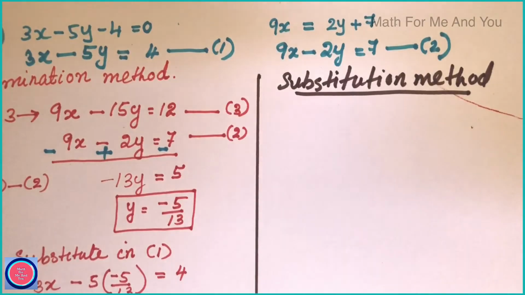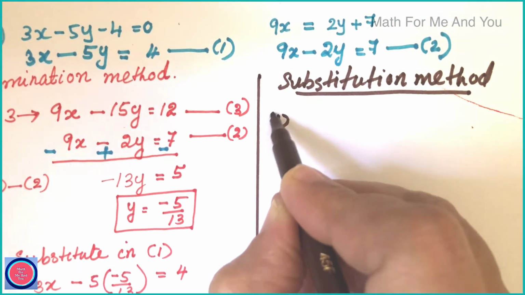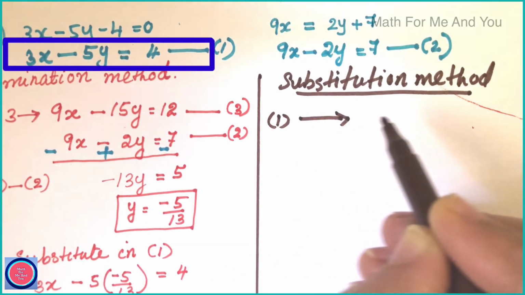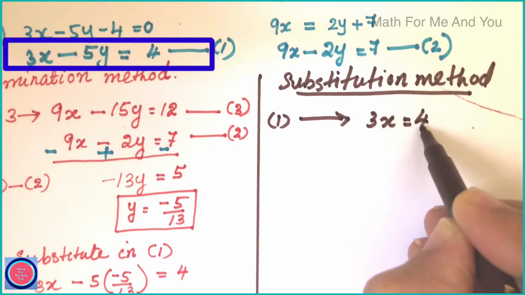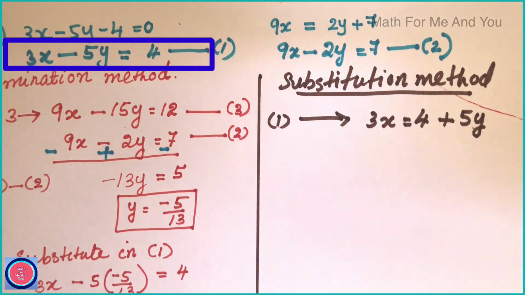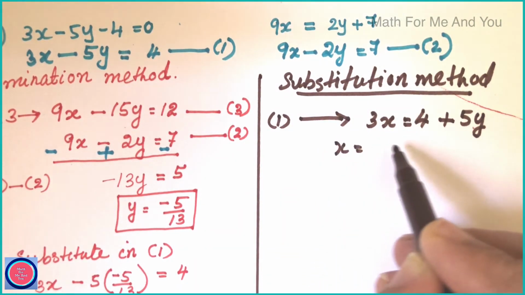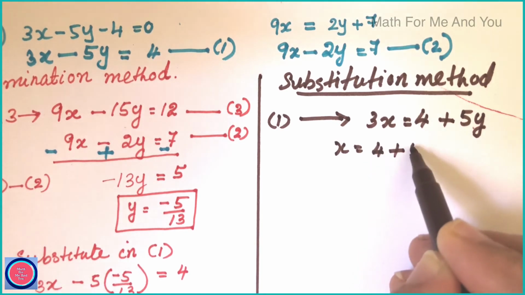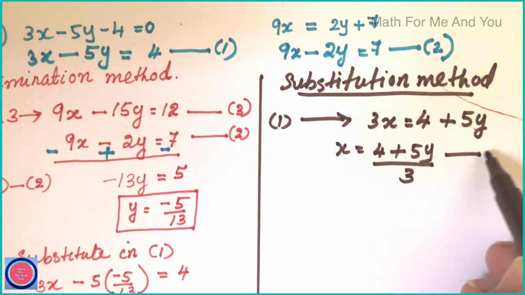Next, the same question we can practice using the substitution method. For substitution, we have to consider the simplest equation from the given two equations and select one variable. Which equation is simple? It is 3x minus 5y equals 4, with the small coefficients. So we are selecting equation 1. From there we select x and keep the x term on the left side. Then we get 3x equals 4 plus 5y. From here we can find x in terms of y. It is 4 plus 5y over 3. Let it be equation number 3.